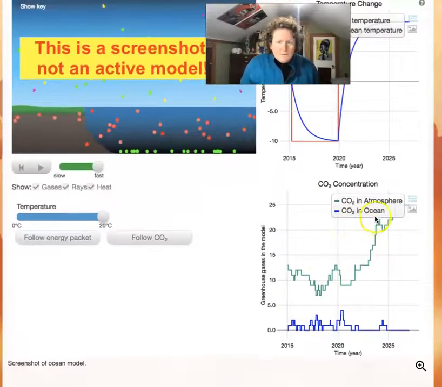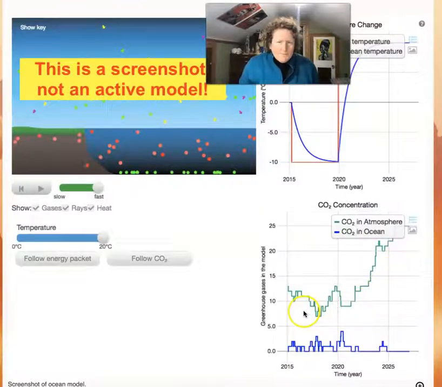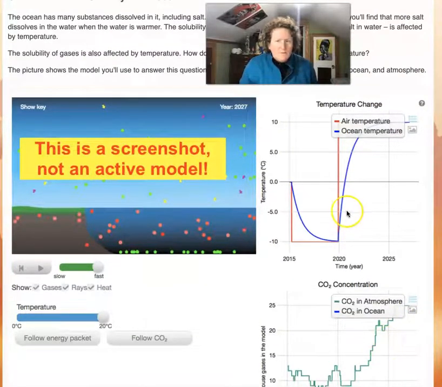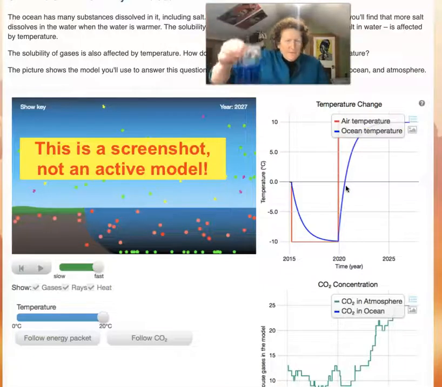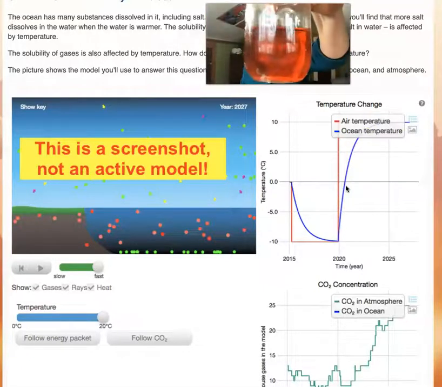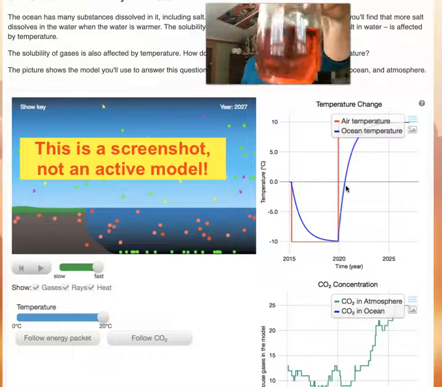Well, here's CO2 in the atmosphere. Here's CO2 in the ocean. Here, the CO2 in the atmosphere is going way up, but the CO2 in the ocean isn't going up. The temperature is going up. You can see the air temperature here on the red line, and the ocean temperature is going up. So the ocean is getting hotter, and when the ocean gets hotter, that carbon dioxide leaves the ocean.